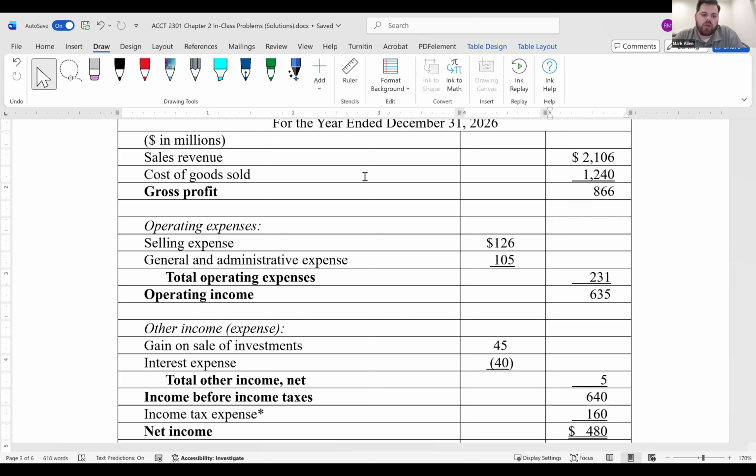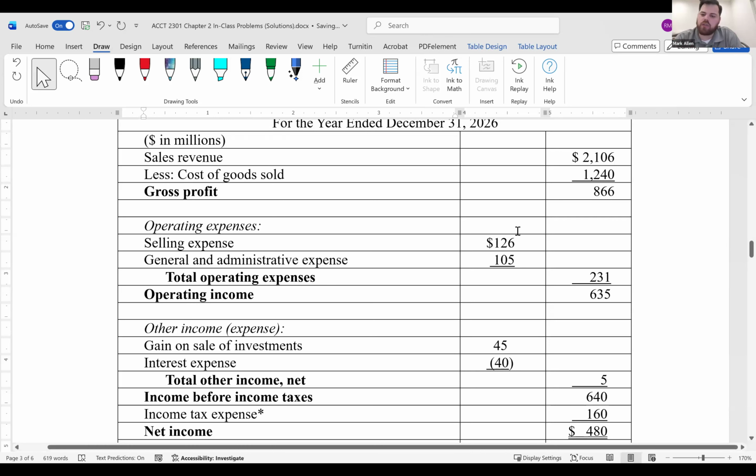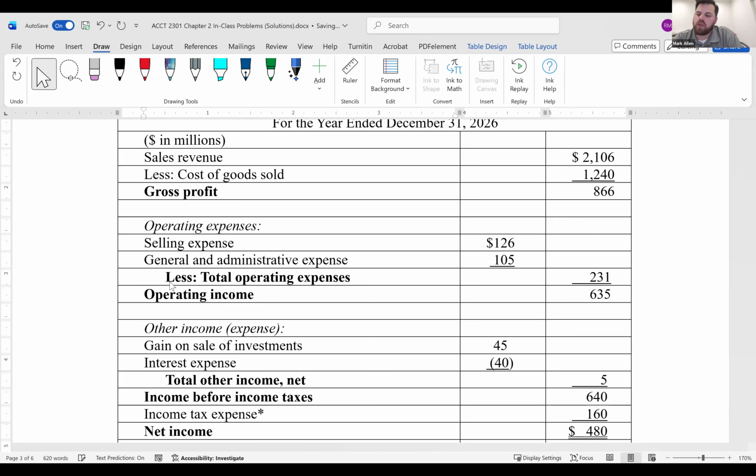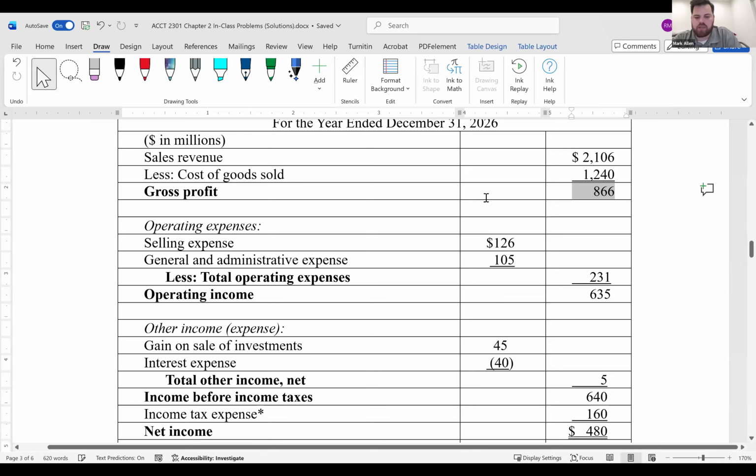Now, we'll go ahead and start off. Sales revenue less our cost of goods sold of 1,240 gets us to gross profit of 866. We'll now bring in our selling expense of 126 and our general and administrative expense of 105, and this will give us what we refer to as our total operating expenses of 231. 866 minus the 231 comes down to $635. So this is our operating income.